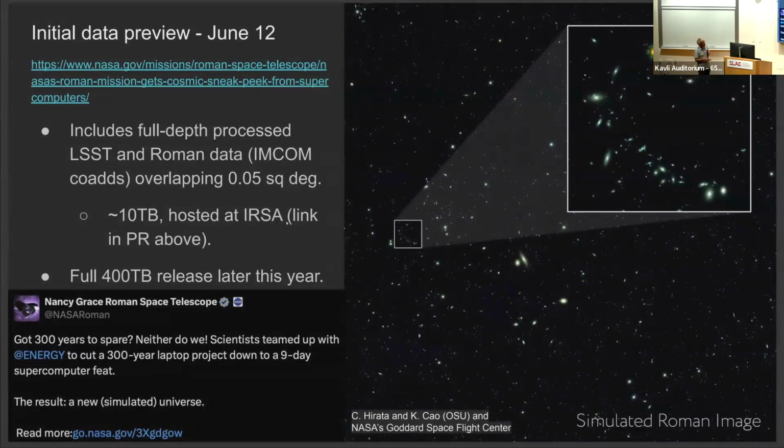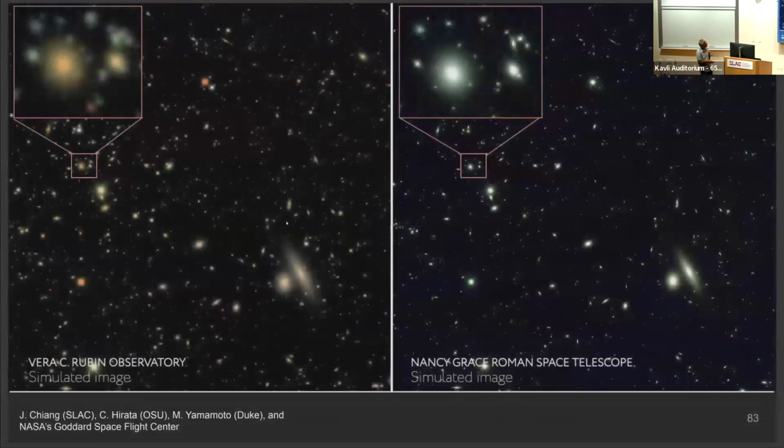The image on the right over here is a multi-band image of the simulated Roman data with an inset zoom in on one of the galaxy clusters. And here's a comparison of a simulated image for that particular patch that we analyzed for the preview data set, showing the comparison between, on the left here, the Rubin multicolor image and the Roman Space Telescope.